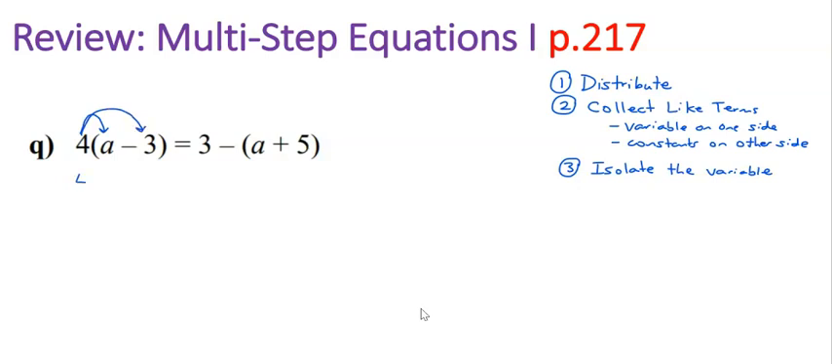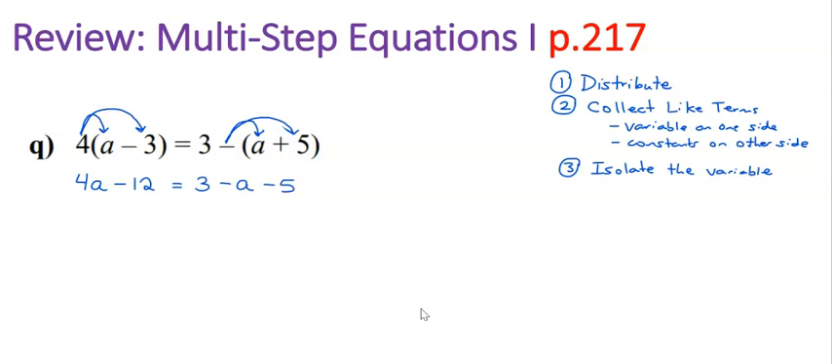4 times a is 4a, and 4 times negative 3 is negative 12, is equal to 3, and then we have a minus sign in front of the brackets. Remember that this is like a negative 1 being multiplied to each term. So that's going to switch the signs. So the a is going to become minus a, and the 5 is going to become negative 5 because we're multiplying it by negative 1.